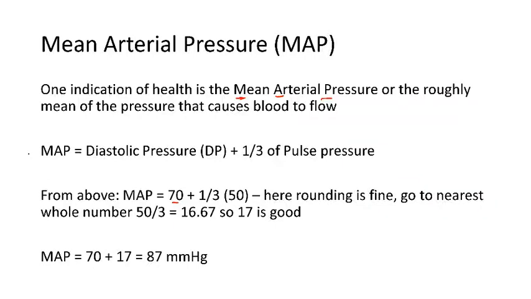So we have 48 is divisible by 3, and we have 51. So at 50, we're really close to 51, so 17. Here, you don't need decimals. You can actually do the easy thing and just go to the nearest whole number. So the mean arterial pressure in this case is 87, which is a nice normal mean arterial pressure. And that's kind of like an average of what the arteries are withstanding for stress.